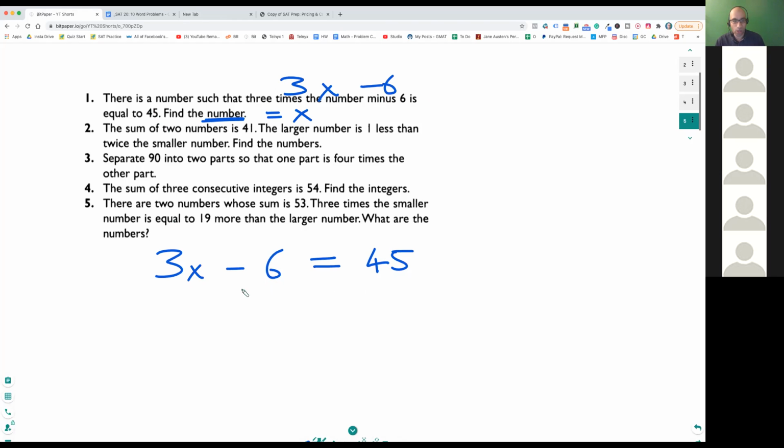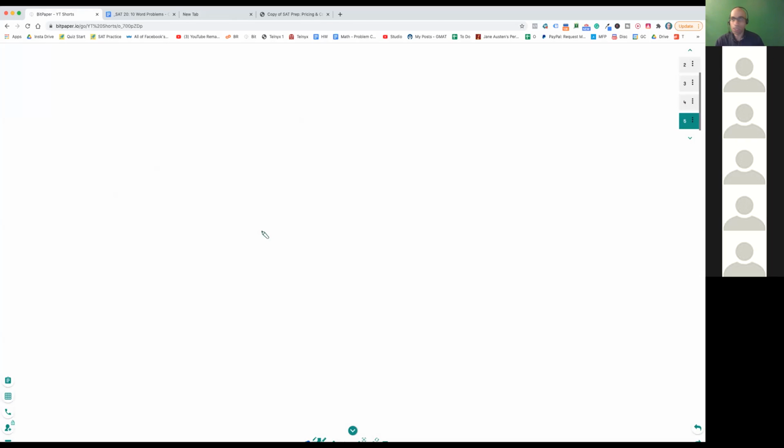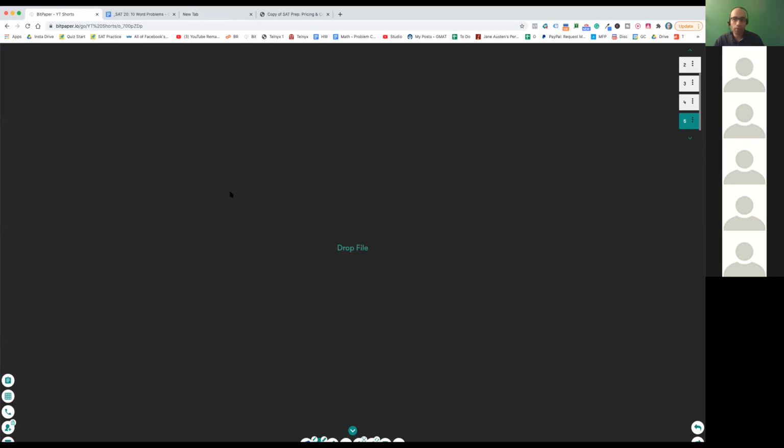Now you can easily solve it. You just add 6 to both sides, right? So this is gone. You get 3x is equal to 51 and x is equal to 17, and that's your answer, right? So be careful with this. Be super careful with what's going on. I think some of you just subtracted instead of adding. You might have subtracted and then you got the answer. So be careful. Let's try another problem here.